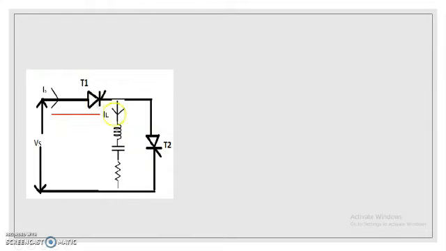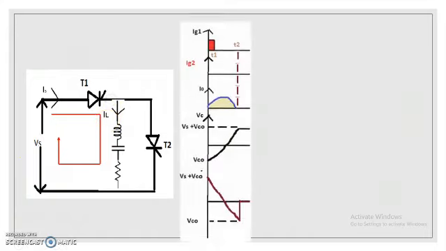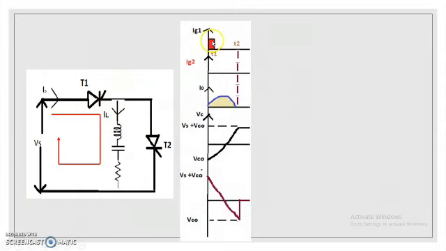Initially, we have to consider the capacitor voltage to be a negative value. Once the thyristor T1 is turned on, the current flows in the direction given by the red arrow mark, that is, it flows through thyristor T1, L, C, R and back to source. When we apply the gate pulse to thyristor T1, the thyristor T1 turns on.